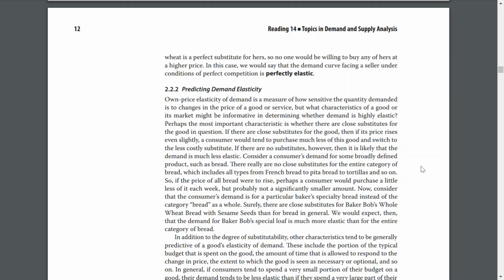2.2.2 Predicting demand elasticity. Own price elasticity of demand is a measure of how sensitive the quantity demanded is to a change in the price of a good or service, but what characteristics of the good or its market might be informative in determining whether demand is highly elastic? Perhaps the most important characteristic is whether there are close substitutes for the good in question.